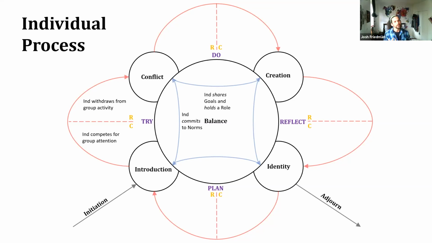Similarly, when we're thinking about moving from conflict to creation, we have goals established on the group level. The individual, on the individual level, shares those goals. Another way of saying it might be believing in them or committing to them, chasing them. And incredibly importantly, thank you, Miranda, for mentioning this earlier, they hold a role in the completion of that process, right? In the completion of that goal, they know what their responsibility is. These are the things that we want to look out for the individual.